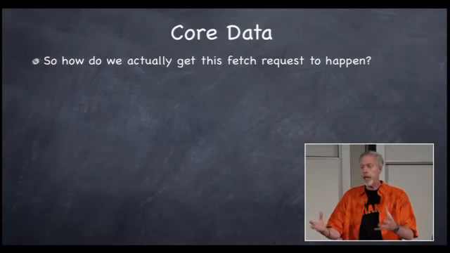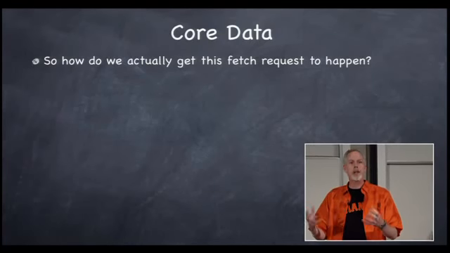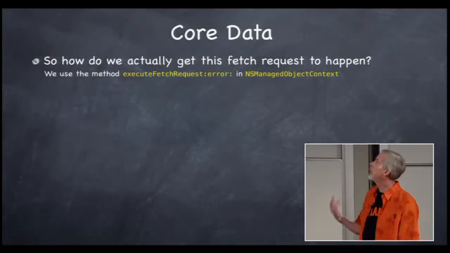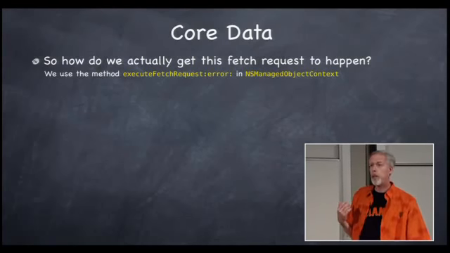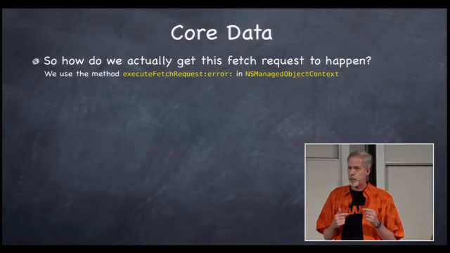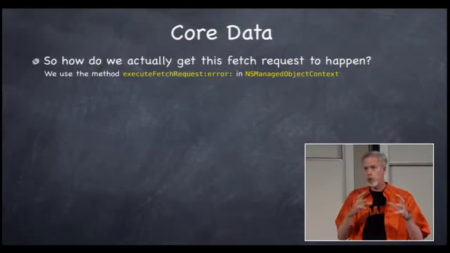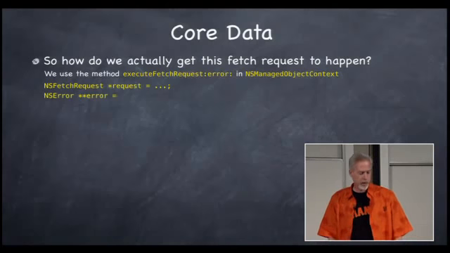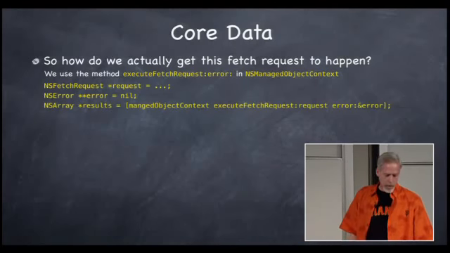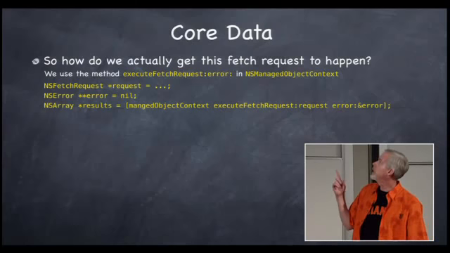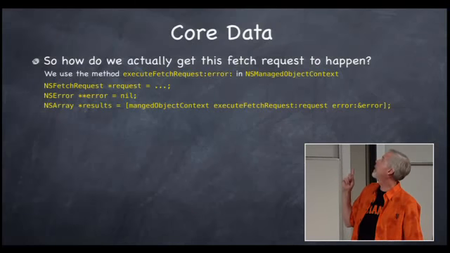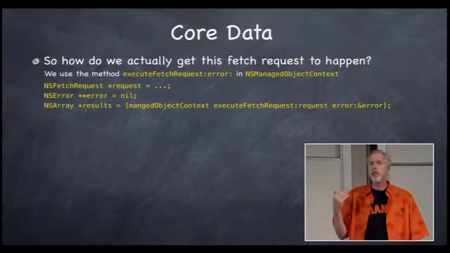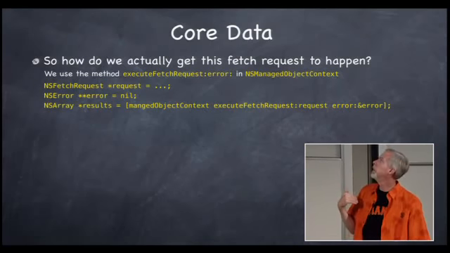How do I make it happen? How do I execute that fetch request? How do I get a whole bunch of objects? Very, very straightforward. We just use this method called executeFetchRequest in NSManagedObjectContext. Remember, NSManagedObjectContext is that magic place you go to do all things related to your data model. So I've got my request, and I just call this method. It's an instance method, executeFetchRequest. I pass the request, and I do one of these ampersand errors to get any errors back.